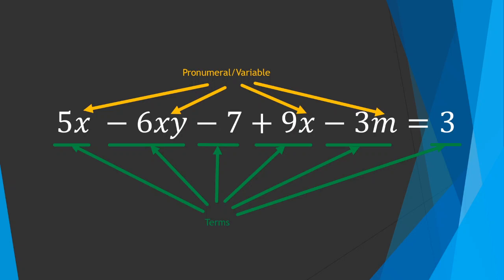And just remembering that, for example, the second term starts with negative 6xy. So we do take the sign on the left with us. Okay, so the negative 6xy, the negative 7, the plus 9x, and so on. So make sure that you know that the new term starts with either a minus or a plus.